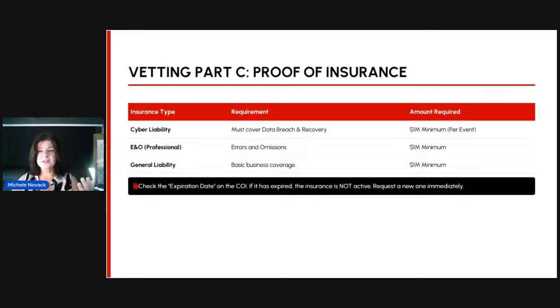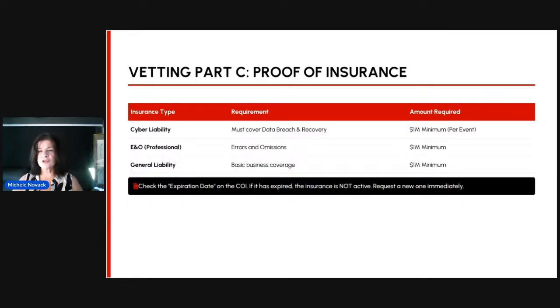Do not just accept a PDF document that says insurance. You must analyze the ACORD 25 Certificate of Liability Insurance. That is what you're analyzing. And what you're analyzing on that form are three specific failure points. First, you're looking at cyber liability versus general liability.